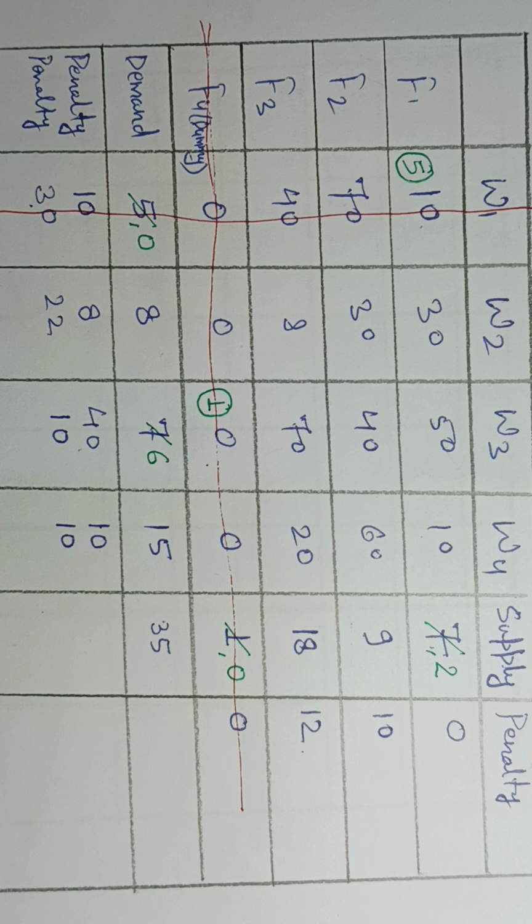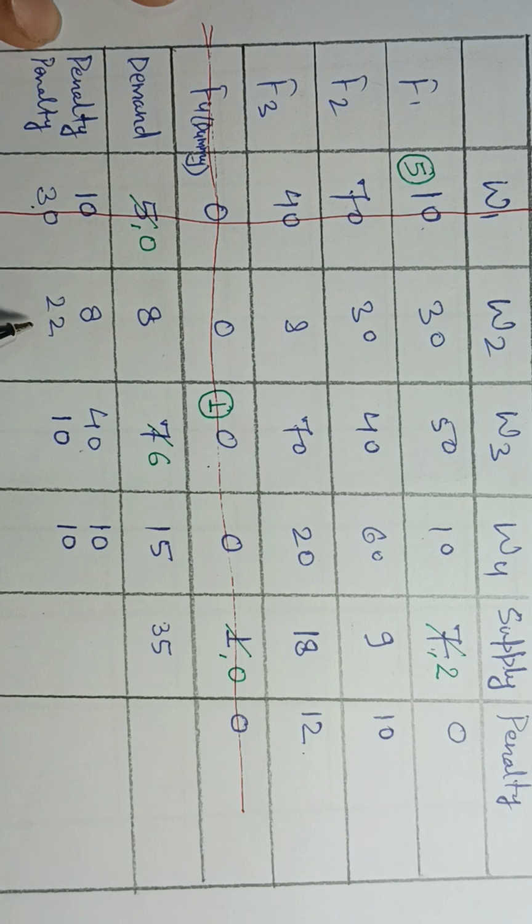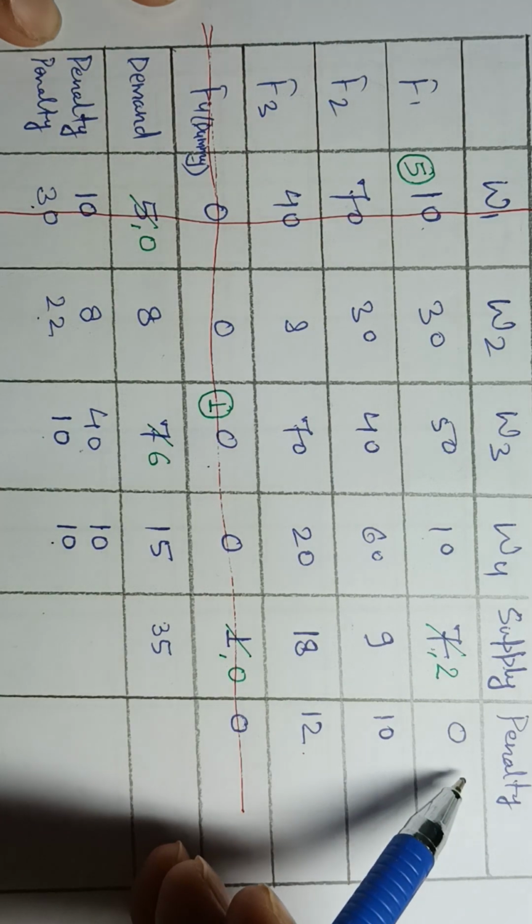Now again we will go for calculation of penalty for each row and column. Right now we have cut one column, so this penalty will remain the same. 22, 10 and 10 will remain the same. There may be chances of changes in the penalty of rows.